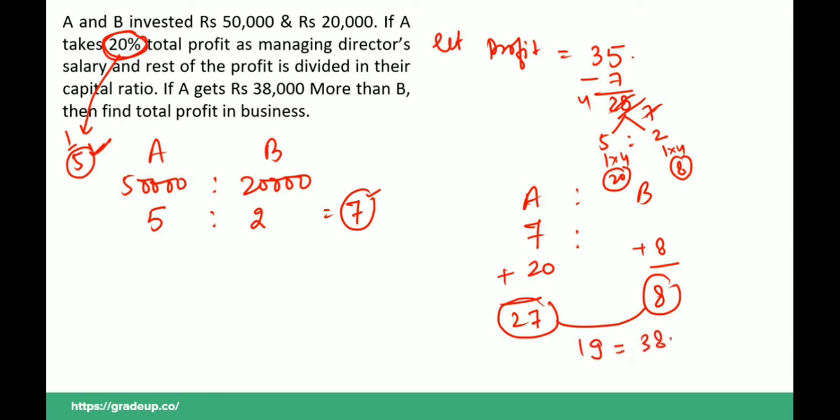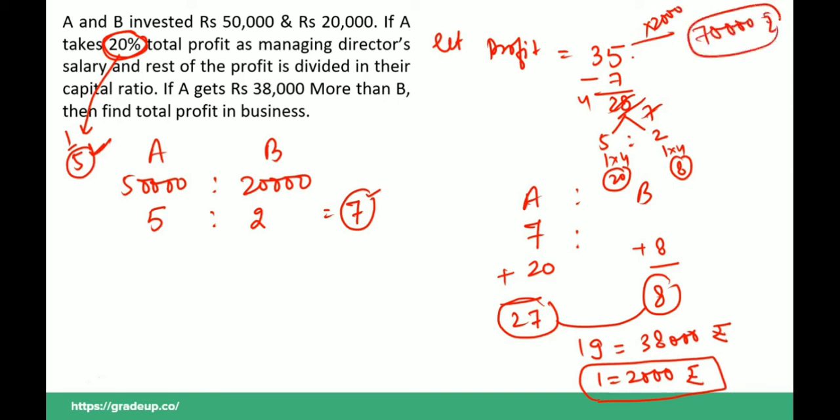And in this question, A is getting 38,000 rupees more than B. So 1 unit is equal to 2,000 rupees. So 35 units is equal to 70,000 rupees. So this is one of the ways to do this question. So you can go for any of these two methods. Both are best. There is no problem. Now let's move to the next question.